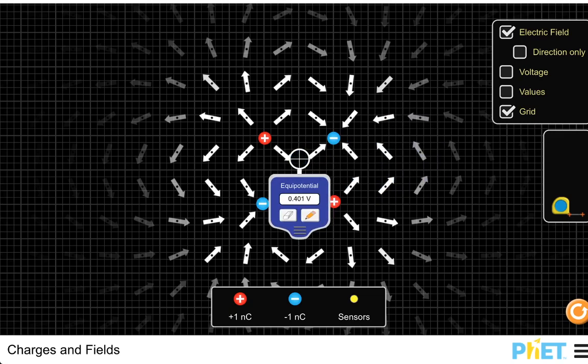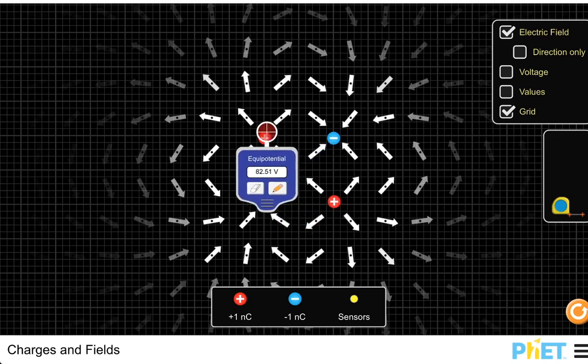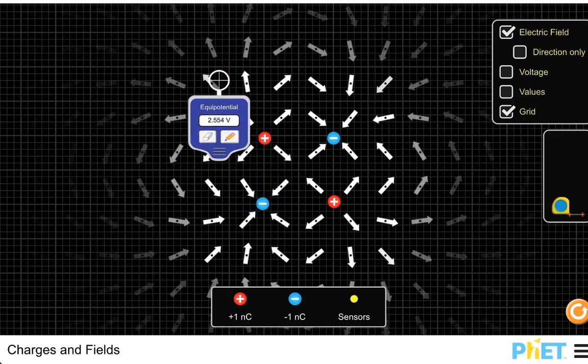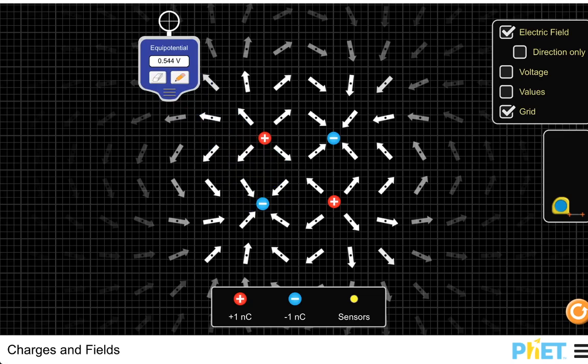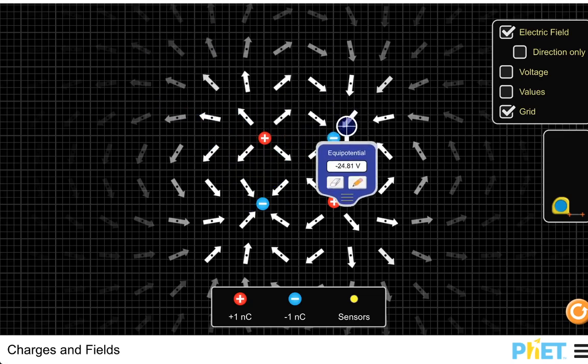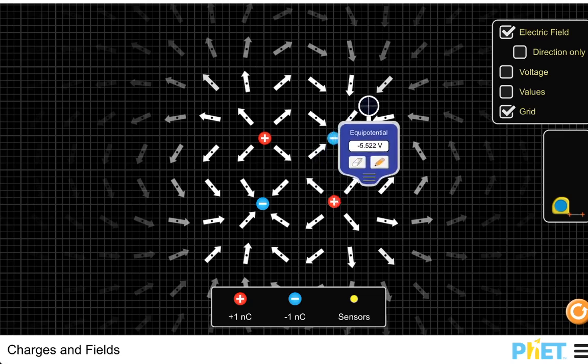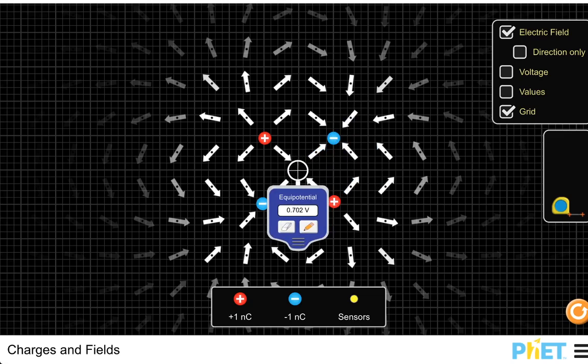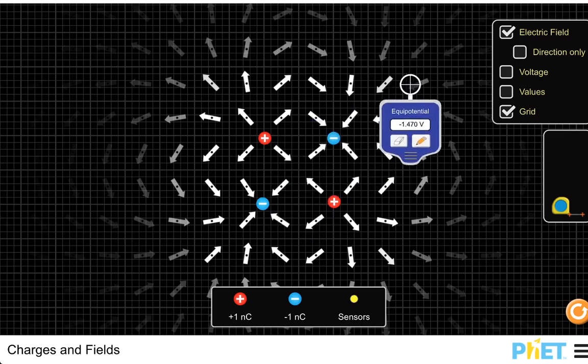Notice that as I move it around, the number changes to show you the potential. For example, if I get close to the positive charge, there's a very big potential, 76 volts. As I get further and further away, 17 volts, 7 volts, 2 volts, 0.5 volts. If I get very close to a negative charge, there's a very big negative potential, negative 37 volts, negative 18, negative 9, and so on. If I get right to the very center of this, I should get almost zero potential, because there's an equal contribution to the positive and negative potential from all four of these positive and negative charges.